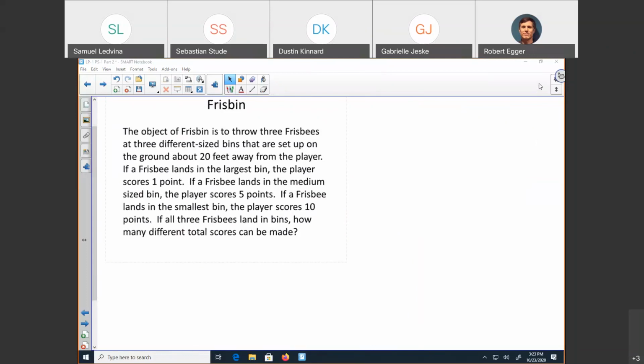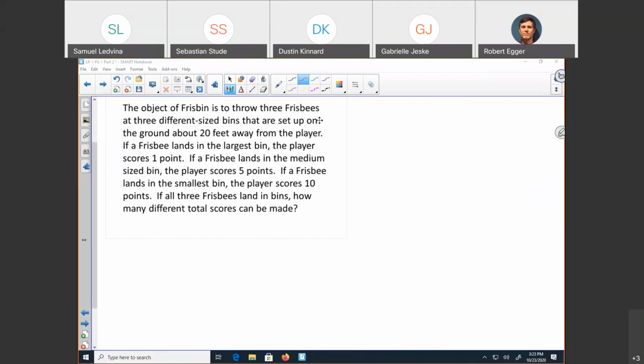Okay, so let's see. Frisbin. Long story short, throwing a frisbee through a hoop. And what do we got here? Three frisbees being thrown, 3 attempts, and 3 bins, set up 20 feet away. That's nice to know. And each bin has a different score. Some bins are worth 1 point, some are worth 5 points, some are worth 10 points.